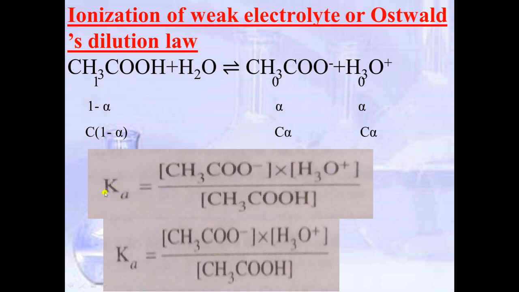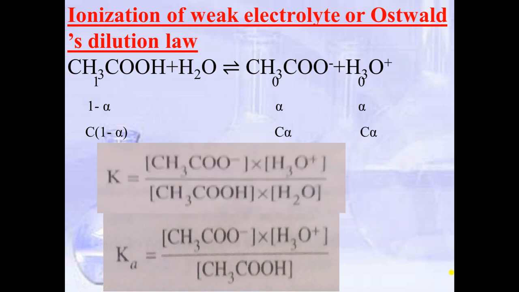Here we will say that this is the dissociation constant, and this is an acid, so we will write A. So this is Ka, the dissociation constant for acetic acid. The formula is the same: concentration of product divided by concentration of reactant. So in the product we have CH3COO negative and H3O positive, and in the denominator the concentration of reactant CH3COOH into concentration of water.